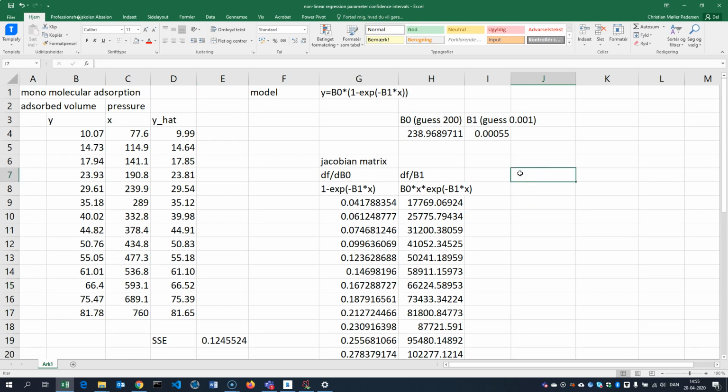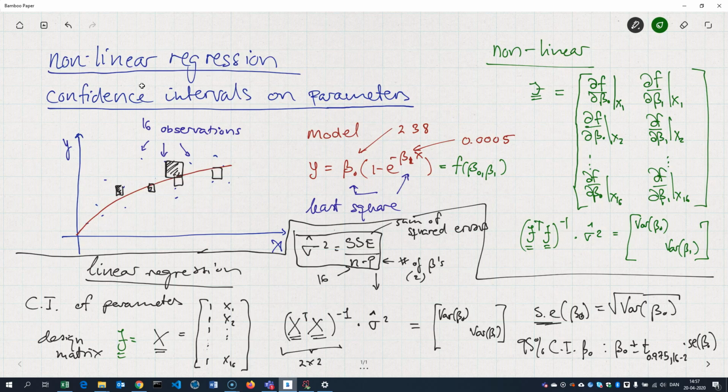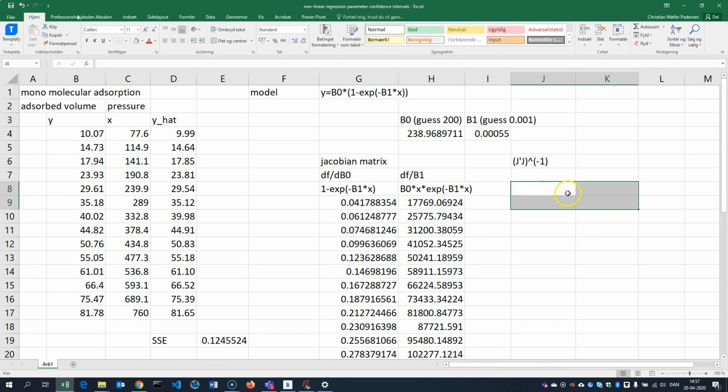That's nice to have, and then I'm ready to compute. Maybe I should write it here: the Jacobian transposed, multiplied by itself, and then inverted, with a bracket around it. That's what I'm computing here. As I said before, this is going to be a 2 by 2 matrix. It was with the x's, but it's the same for the Jacobians here. In general, a p by p matrix. So I'll make room for that by selecting this 2 by 2 area, and then I'll write the formula.